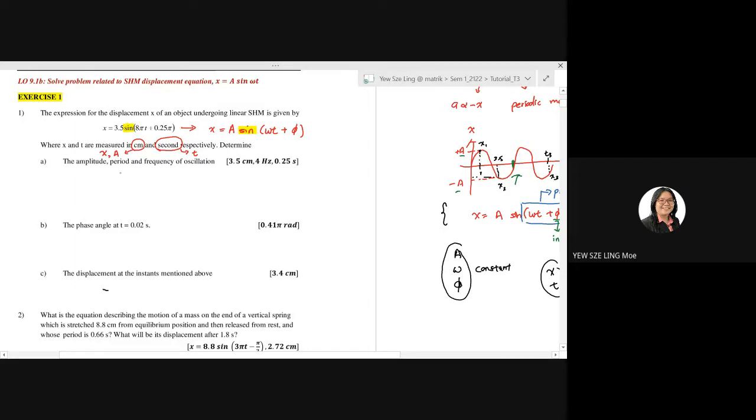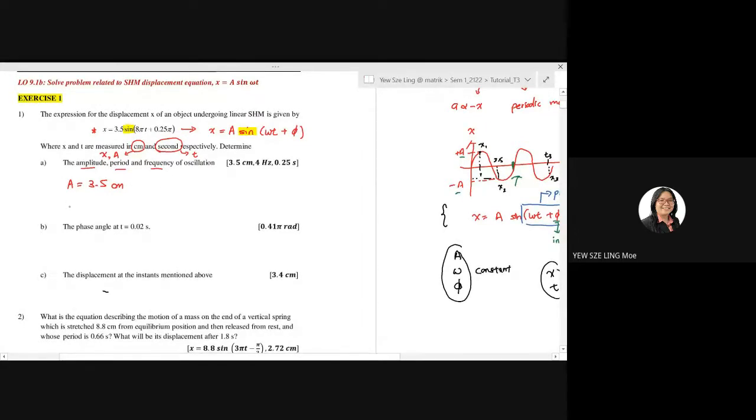Determine the amplitude, the period, and the frequency of the oscillation. So three things: you need to determine amplitude, period, and frequency. How are we going to solve it? Of course, by comparison. You compare the equation given with the general equation. By comparison, you obtain A equal to 3.5 cm, and then omega equals 8 pi radian per second.